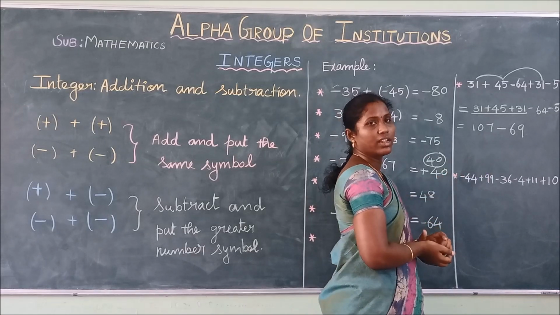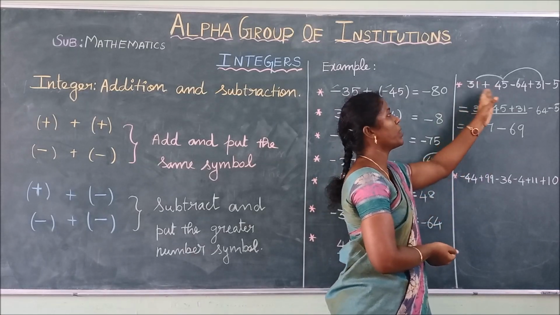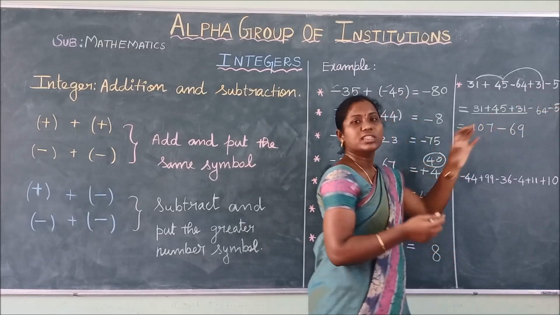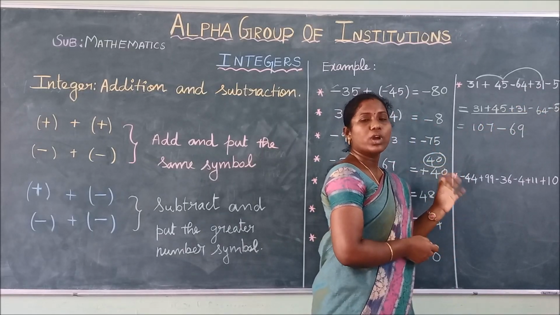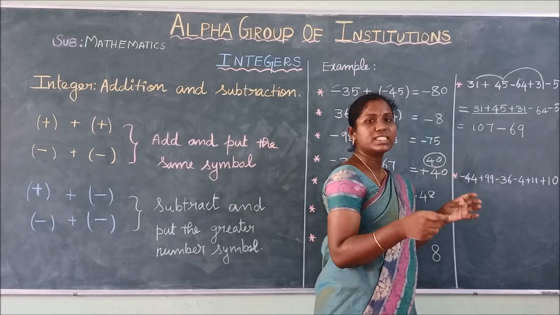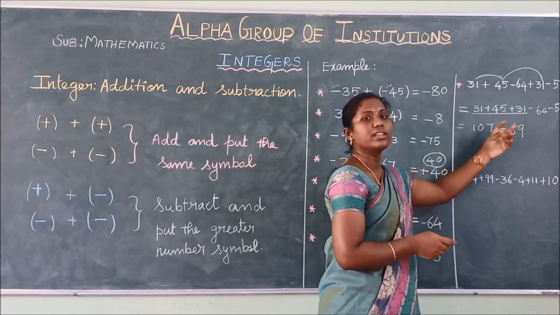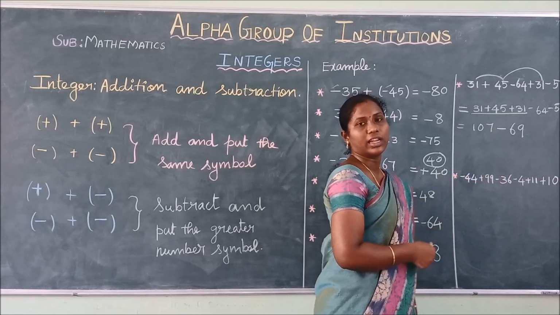107 minus 69. Instead of solving this problem one by one, adding this, then subtracting with the third number, again adding, again subtracting, you just have to use this rule. What you have to do is combine the numbers with the same sign. Then solve the numbers which have the same sign, then go for the further calculation.